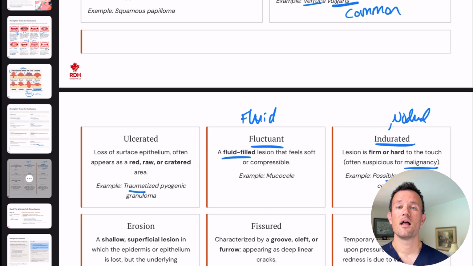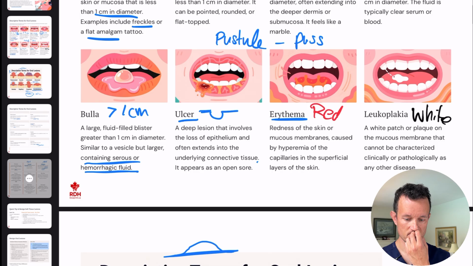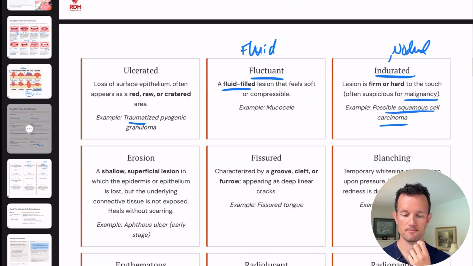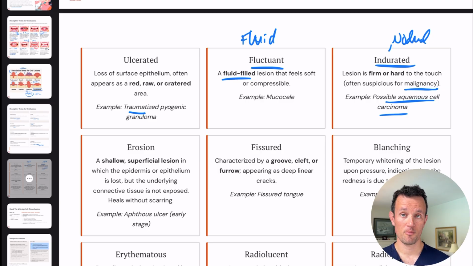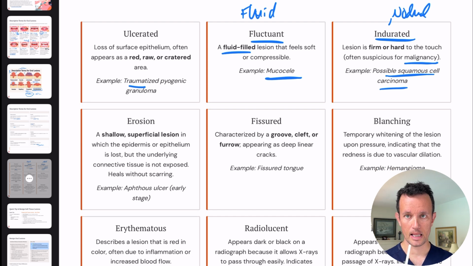They might expect you to know that this 1 centimeter papule is fluid-filled. This 1 centimeter papule is fluctuant. You have to be able to speak both languages and understand what they're really talking about. This is fluid-filled, so a mucocele would be one. That's like a salivary gland trauma, like a tumor starts swelling up in the mouth.